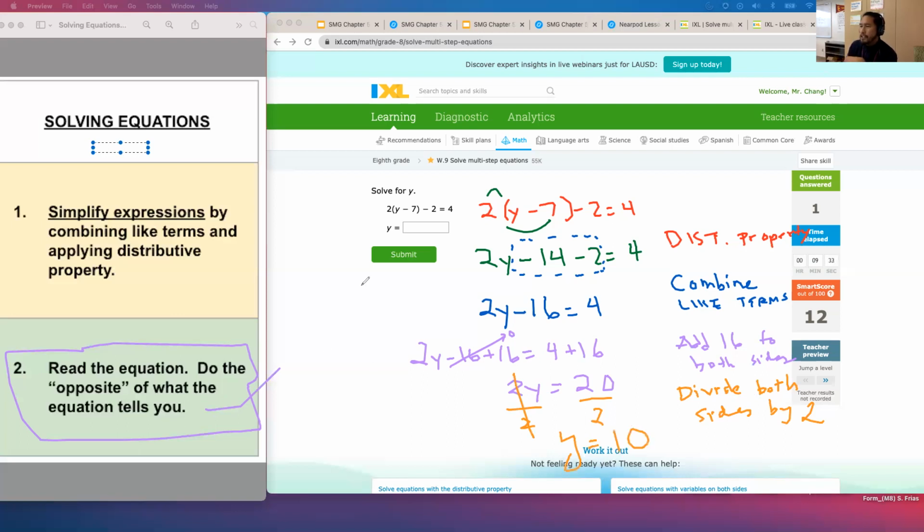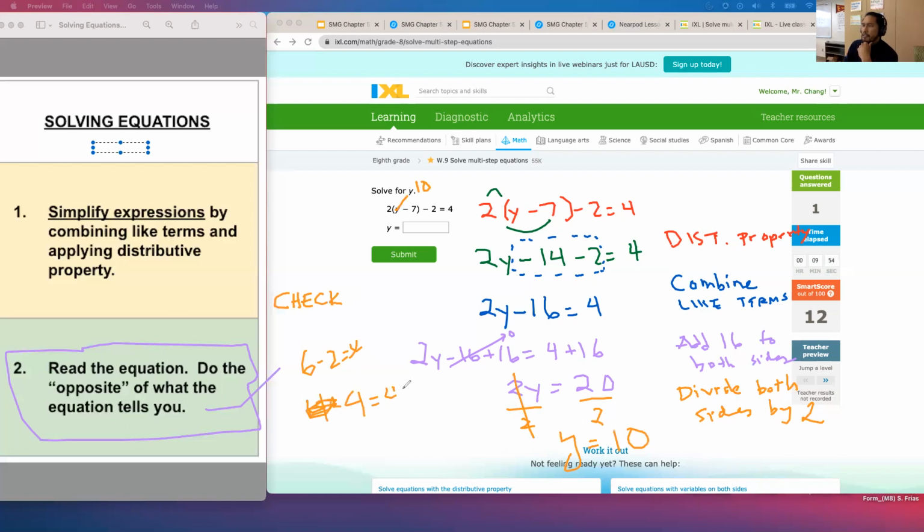Now I'm going to check and substitute. Is my answer correct? Before I hit submit, I'm going to take 10 and I'm going to replace y with 10. So 10 minus 7 is 3. 3 times 2 is 6. 6 minus 2 equals 4.